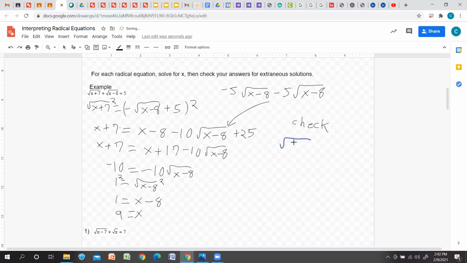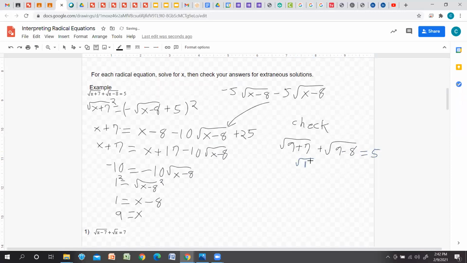So square root of 9 plus 7 plus square root of 9 minus 8 equals 5. So that's square root of 16 plus square root of 1 equals 5. 4 plus 1, which is 5, so it does check out. So this is a valid solution. It is not extraneous, and we have a solution for our equation.